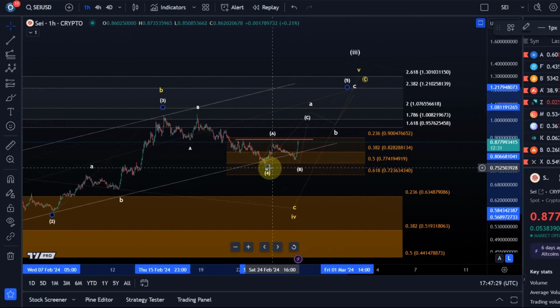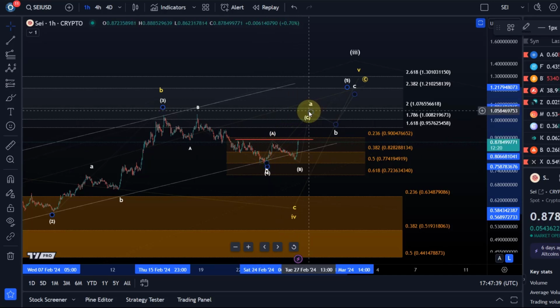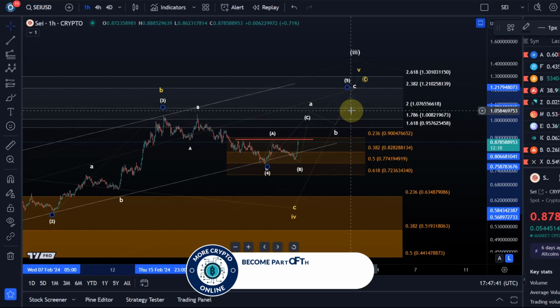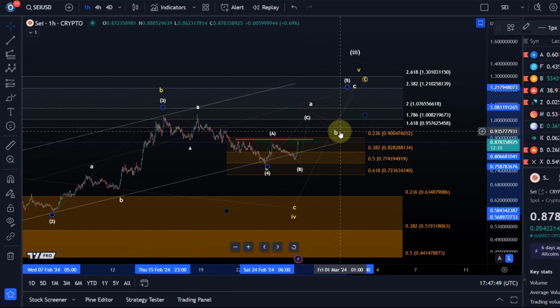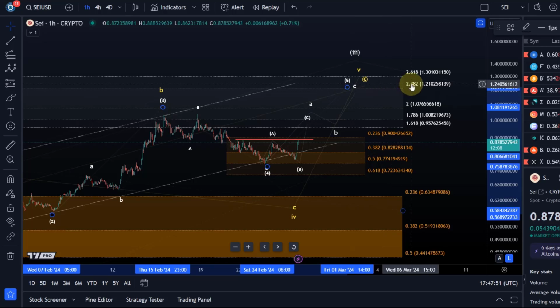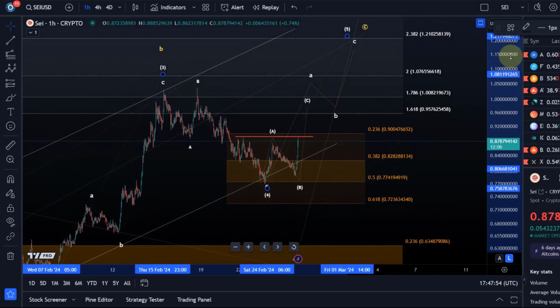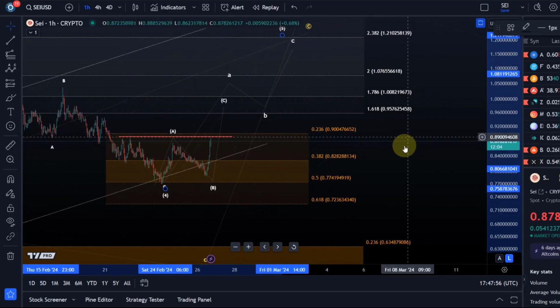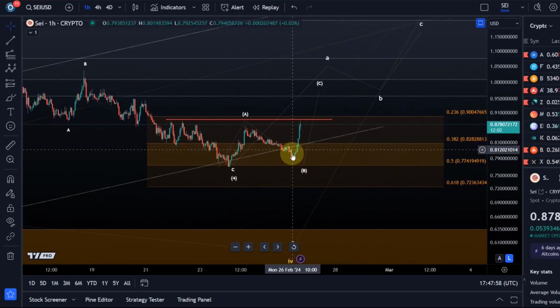But because this move up is so shallow, so short, basically very anemic, we have to assume that it might form a larger ABC. So ABC in wave A waves can be 3-wave moves or 5-wave moves. We don't know that yet, but I assume it's a 3-wave move in this case. As soon as wave A is complete, we should get another B wave pullback and the C wave rally to possibly $1.21.